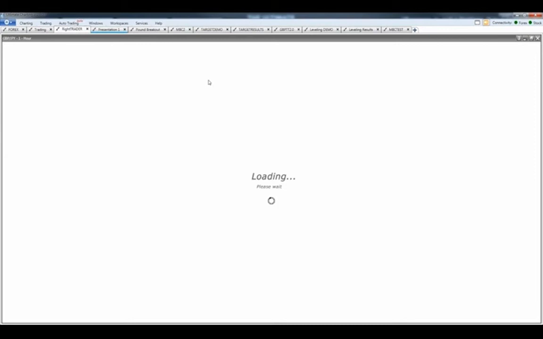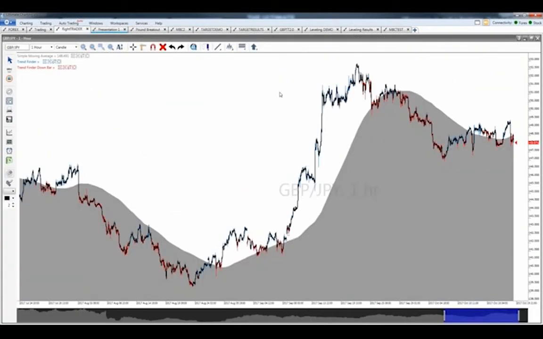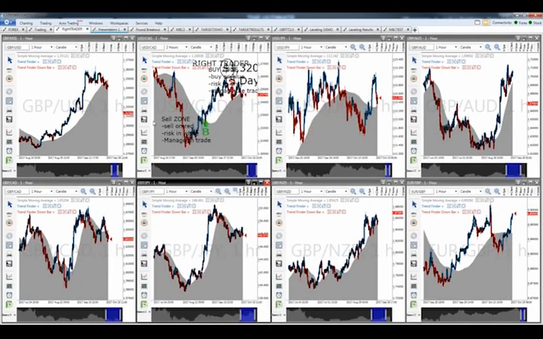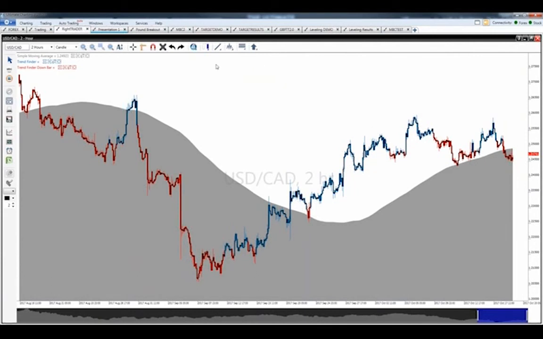Bring this over here. Ooh. All right, so what I'm going to do is I'm going to bring this up right here, clear this out a little bit right here, make this real easy for you to see, okay? Okay, what we're looking at here is a tool that we've created internally, all right, that is called the Right Trader.